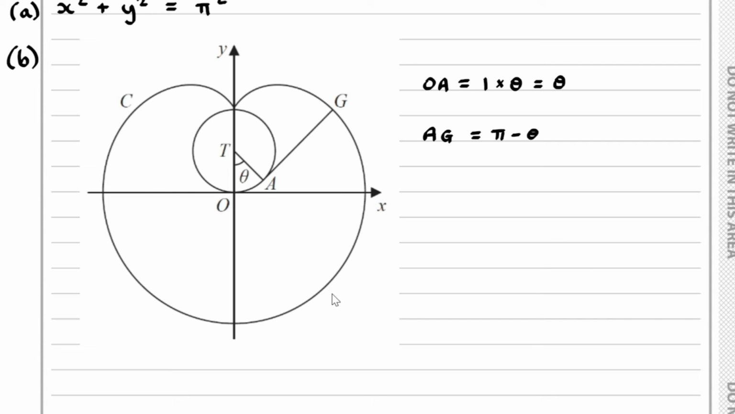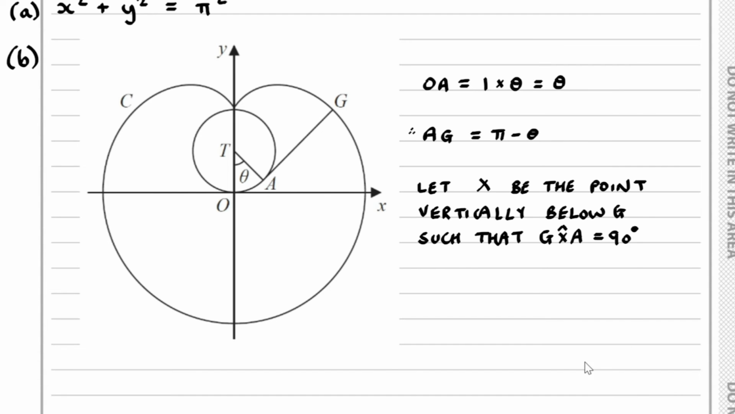And what we need to do is find out the coordinates of x and y. Now, the way we'll do this is, if we let x be the point vertically below g such that gx here is 90 degrees, in other words, we've got this situation, then how could we find out what the x coordinate and the y coordinate of g are?